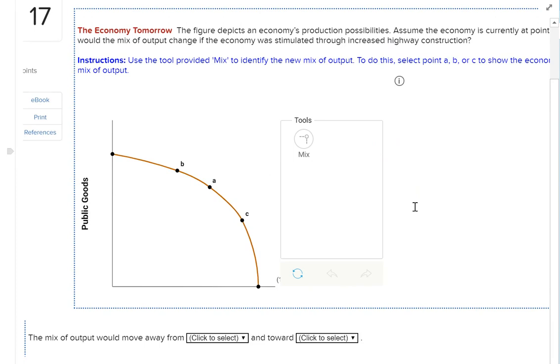And this last one is a repeat of something we did way back in chapter 1. This wants you to recognize that you've got a new mixture of output. We're supposed to assume the economy is currently at point, I believe it's A. I can't read it there, but it's A, I think. So we're supposed to assume we're there. And then there's a highway construction project, and the economy is stimulated through highway construction. The question here is what would happen to the mixture? Well, highway construction is a public good, so we're going to move closer towards more public goods as we bring on that project. In this case, point B would be our change. And the mix of output would move away from private goods and move more towards public. I don't think I have any trouble with that, but I thought I'd offer that.